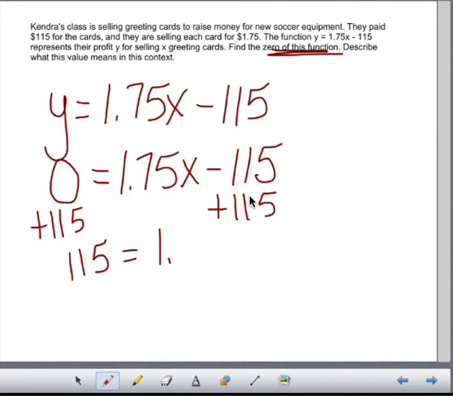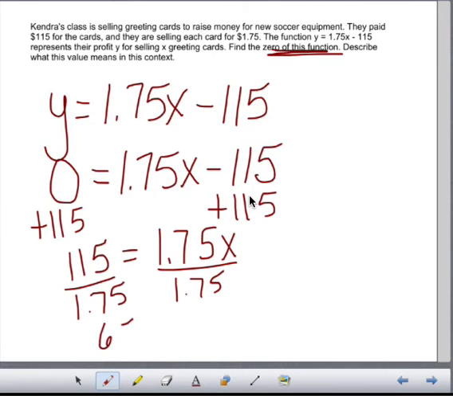115 is equal to 1.75x. Divide both sides by 1.75. And I'm going to get 65.71, and it's a whole bunch of other digits, is equal to x. But what does that mean?